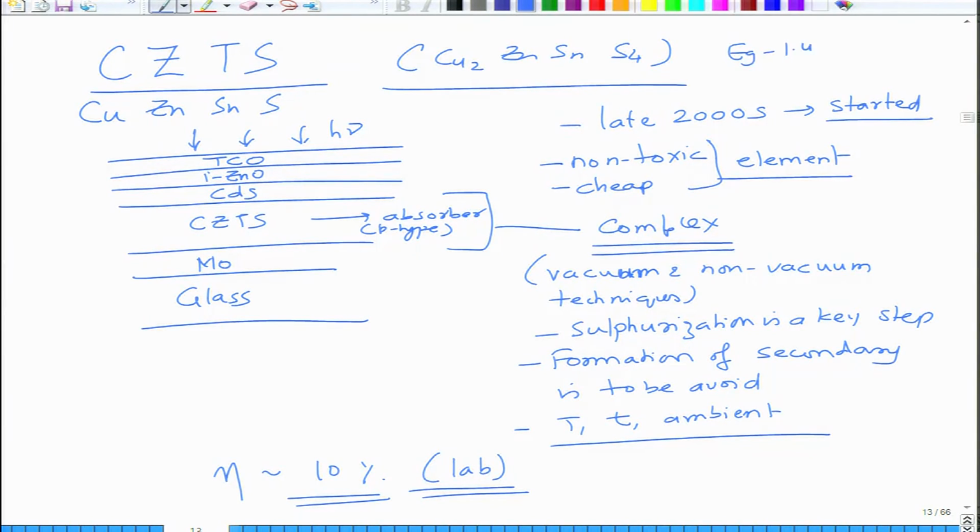The band gap of this material is about 1.4 to 1.5 eV. So it's an ideally placed band gap, and the absorption is also quite good. So it's a very good material and a very good technology, but there are certain issues with respect to processing the particular phase and getting high efficiencies. But 10% has already been demonstrated at the lab scale, and a lot of work is going on in making this technology commercial.